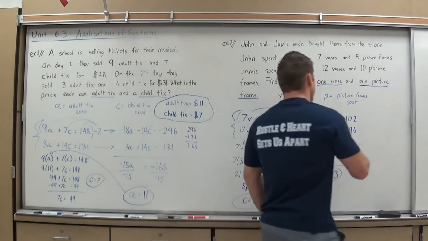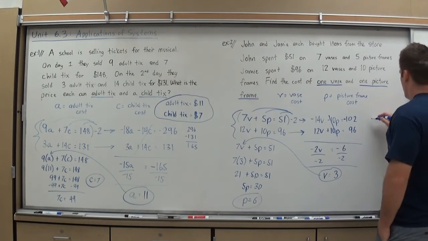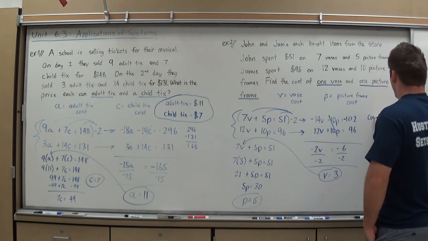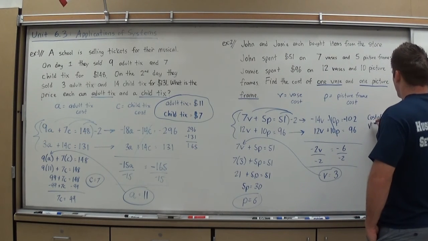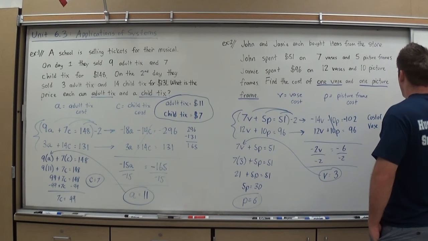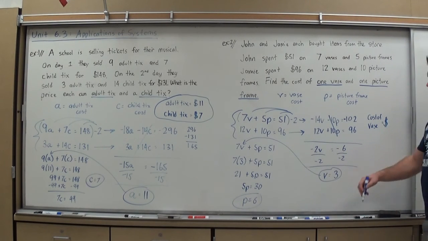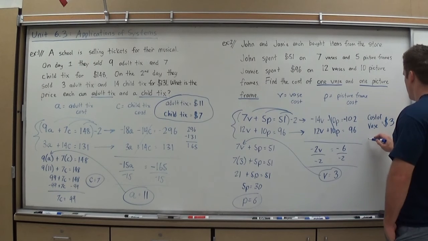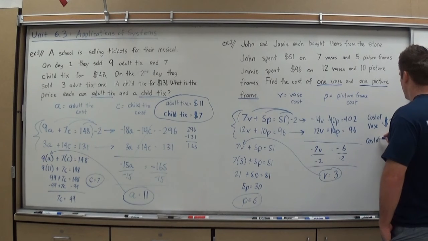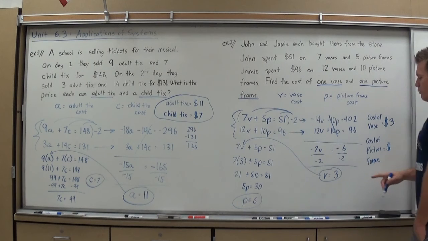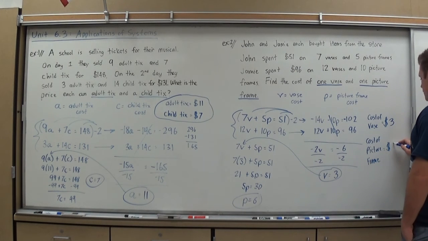And I'm going to write that answer in words because it's a word problem. So the cost of a vase is one of the things I was asked to find. The cost of the vase would be the answer for V, which is $3. And the cost of the picture frame would be my P variable, which was $6.